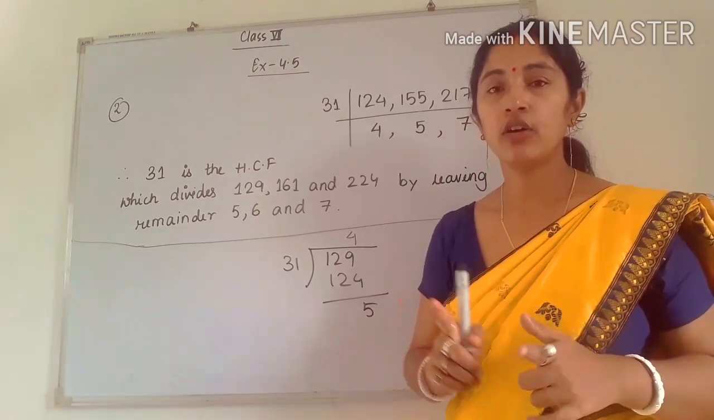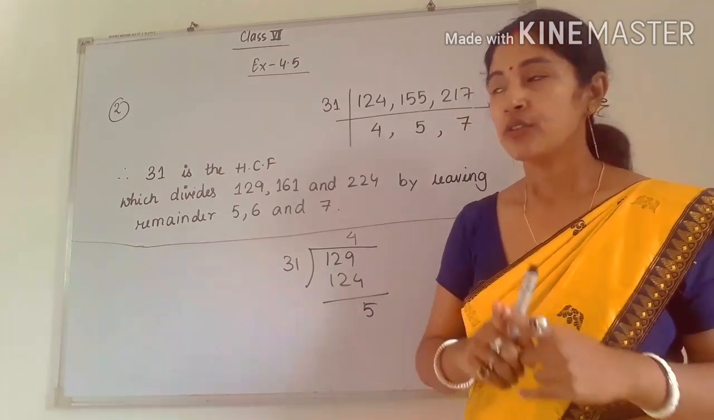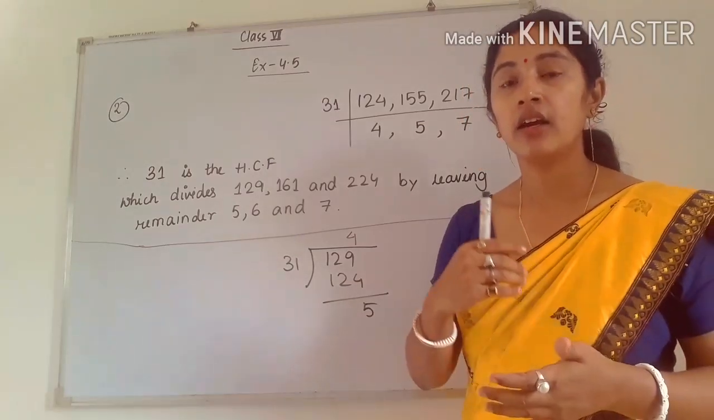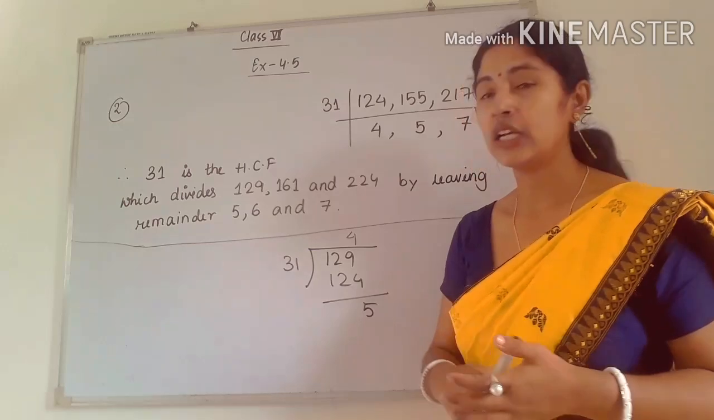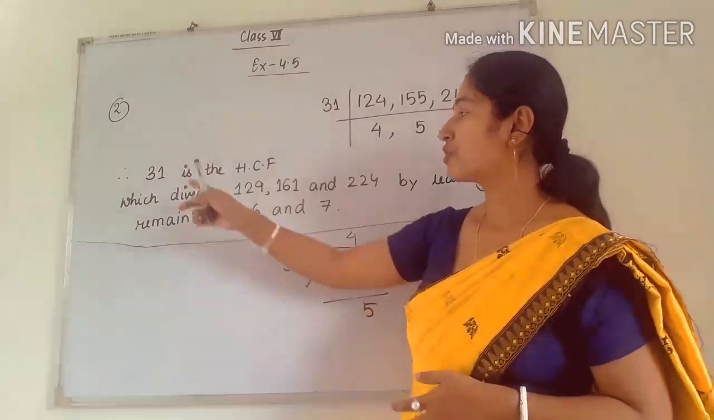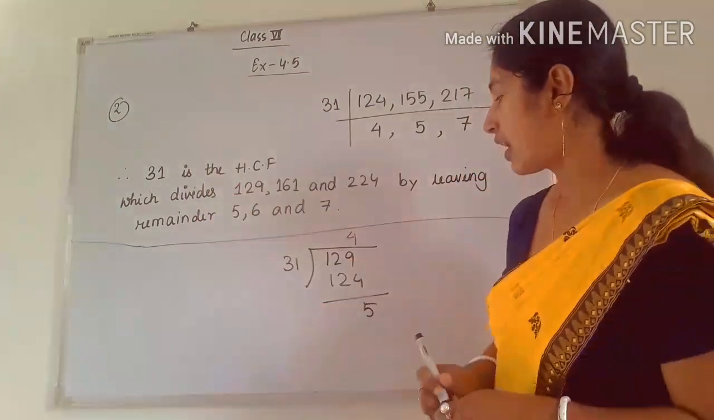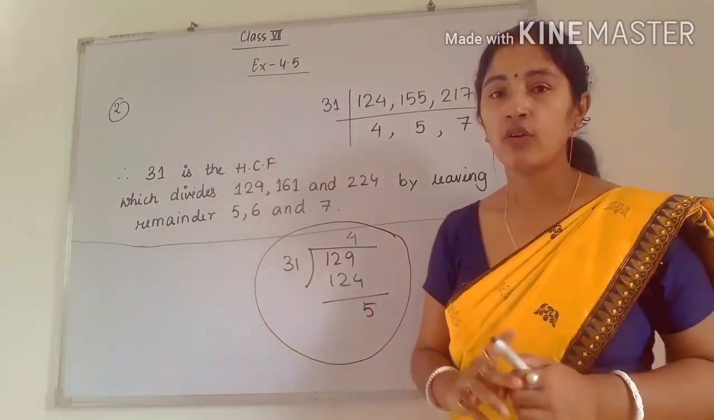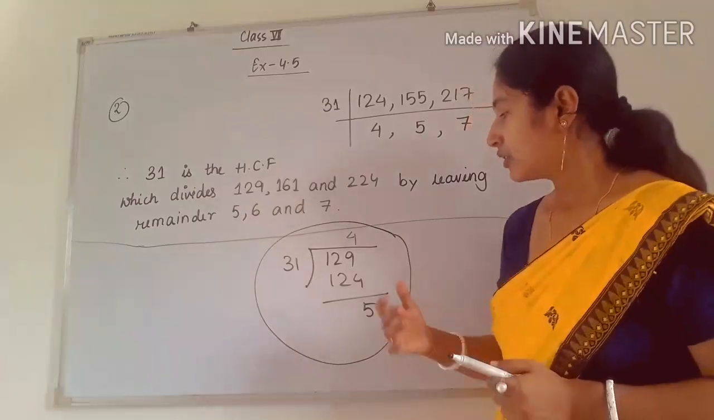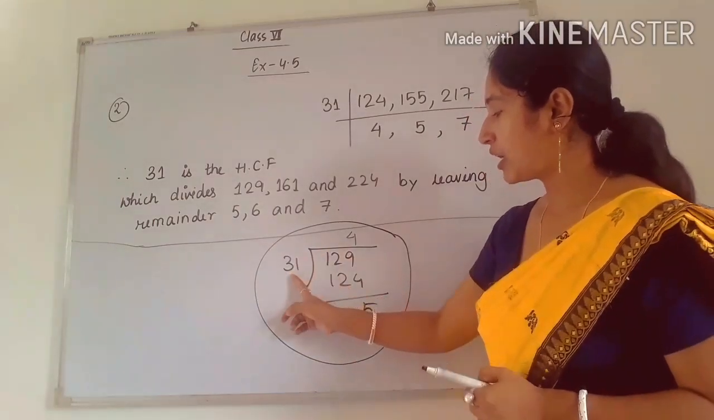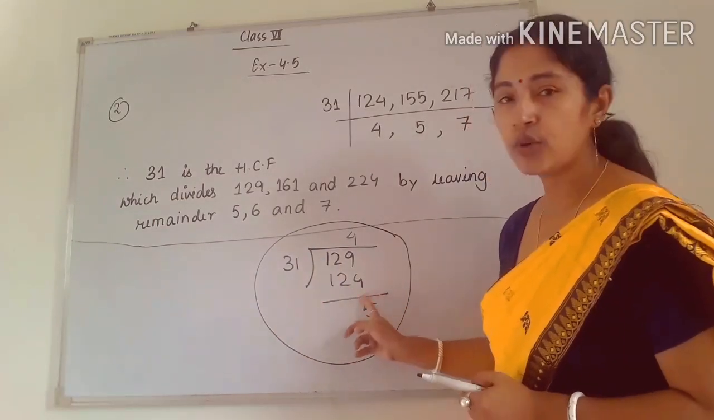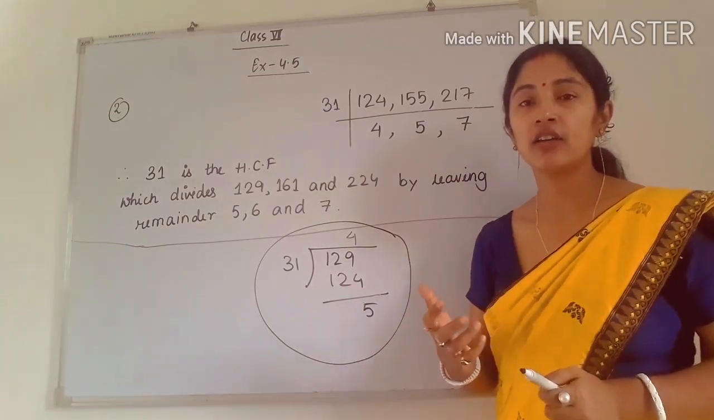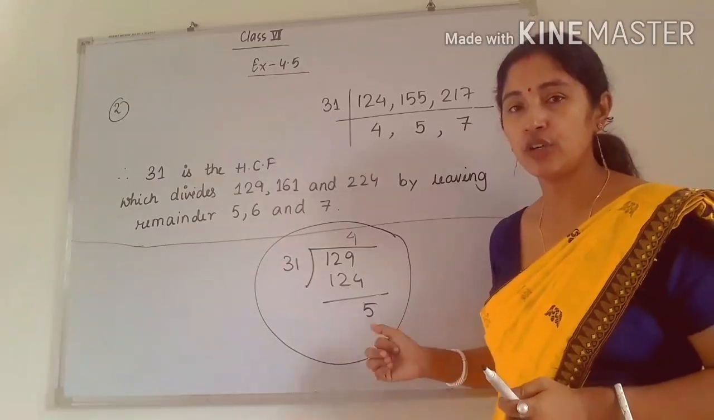I have already told you the steps. Now if you want to check again that the remainder is 5 or something else, you can divide 129 by 31. No need to do this, it is just for your checking. You can check it in rough: when we divide 129 by 31, we get the remainder 5. So our answer is correct. You can check your answer by division.